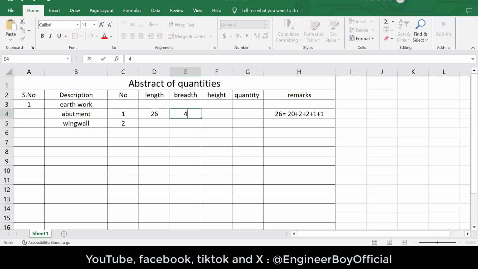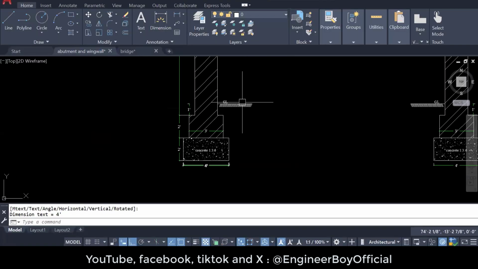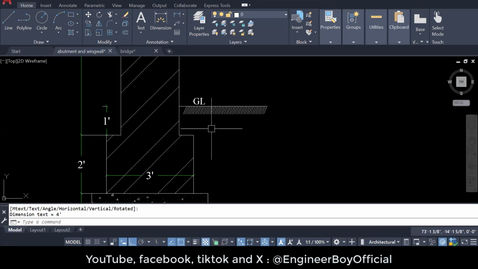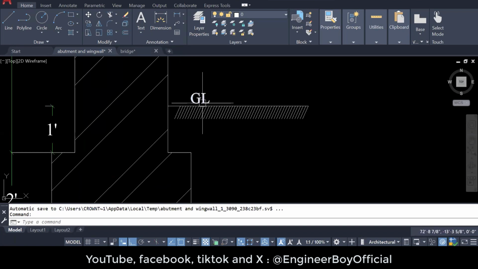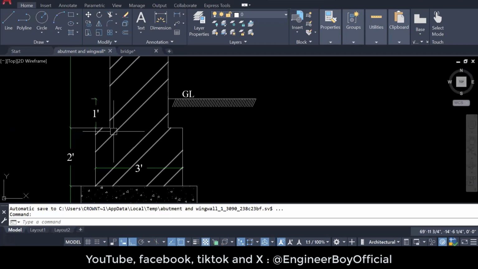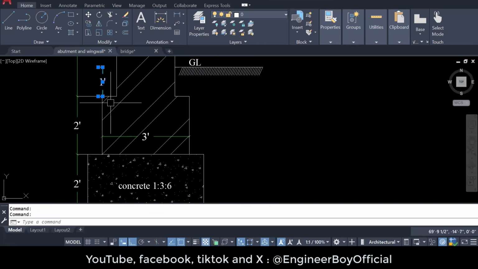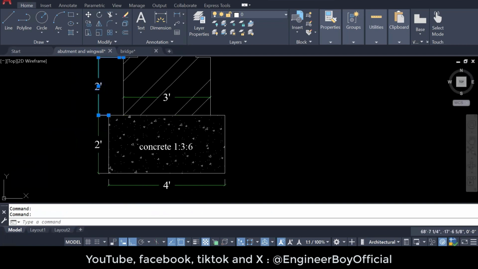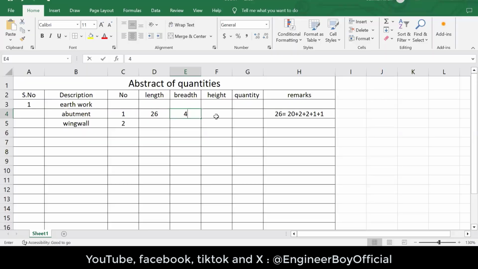And now another thing, which is height. This is actually the height of excavation, and from which level we excavate. It is actually the ground level. So we have to count all these heights below the ground level, which is actually 1 feet and 2 feet and then 2 feet, which is 5 feet total. So we have 5 over here. Now, the quantity can be actually, we have to multiply these things. You can say the number, the length, the breadth, then the height, which is actually the quantity. Very simple.